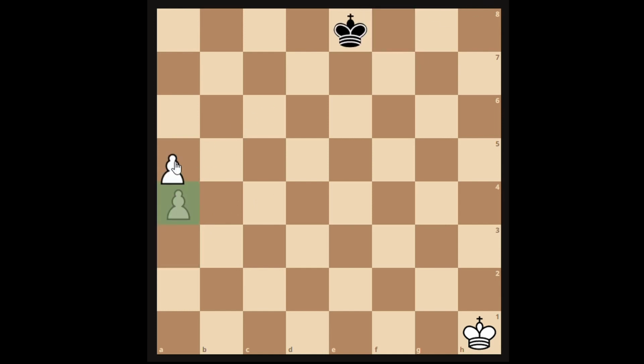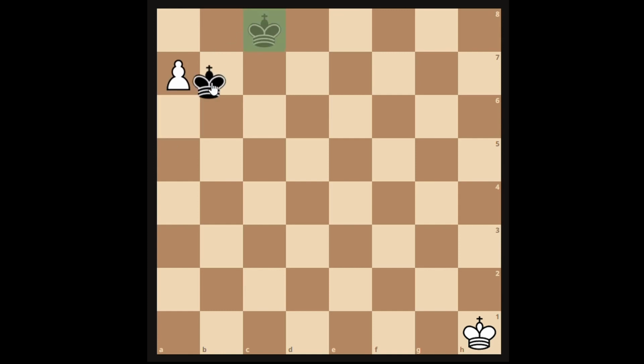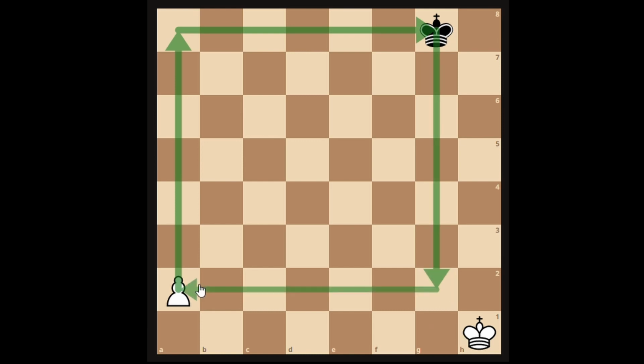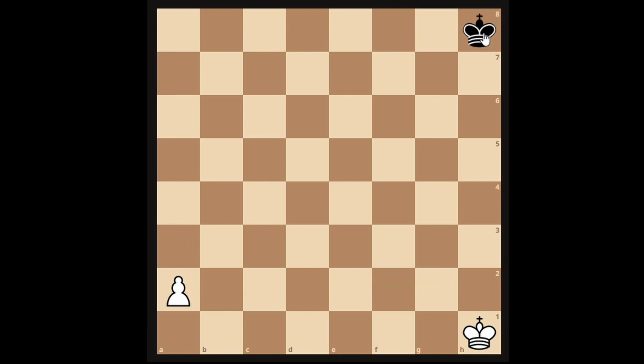for example, black was able to catch it. So black was in this square. Now if black's king started here, and white went like this, quickly, white will successfully be able to promote.